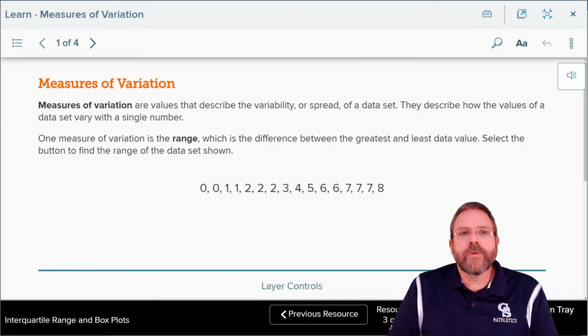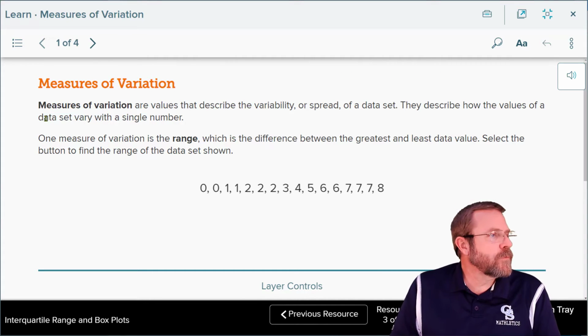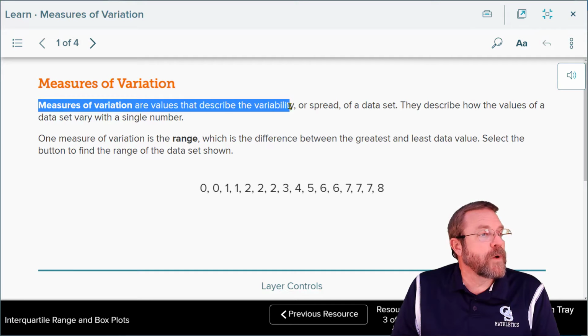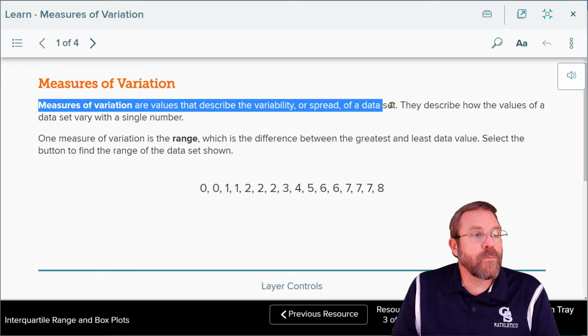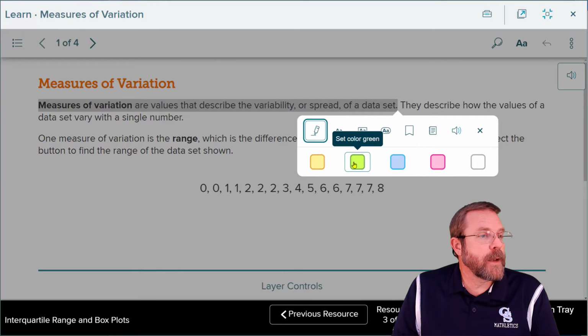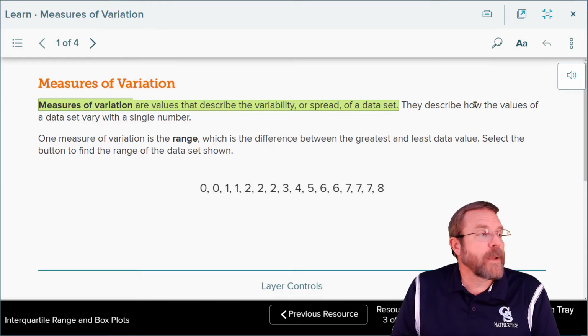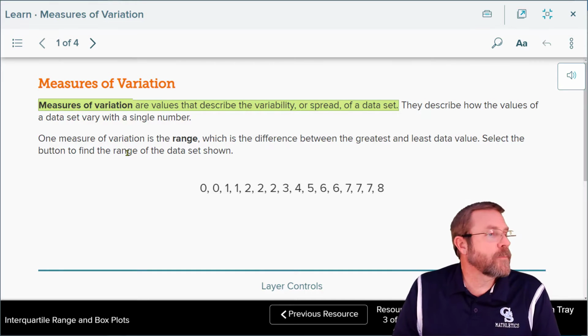Now we're going to start off this lesson with a couple of definitions, the first of which being measures of variation, which are values that describe the variability or spread of the data set. And we're going to make that green. They describe how the values of the data set vary with a single number.